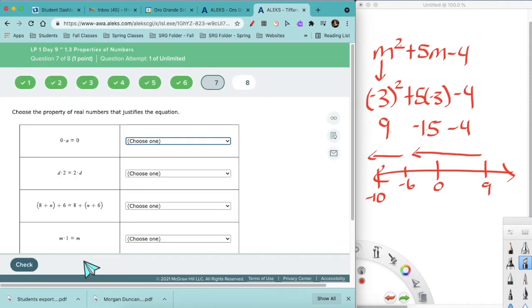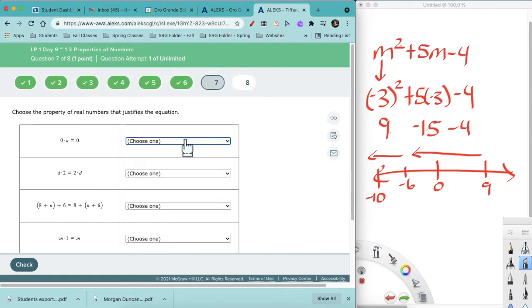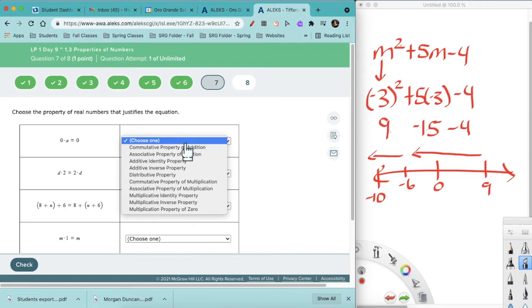All right, so choose the property of real numbers that justifies the equation. So now I believe we have a whole bunch of these. We've already talked about all of them. We need to make sure we're choosing the correct one. So now of addition or of multiplication. So we have to choose the right one. The only one we haven't seen yet is distributive property.